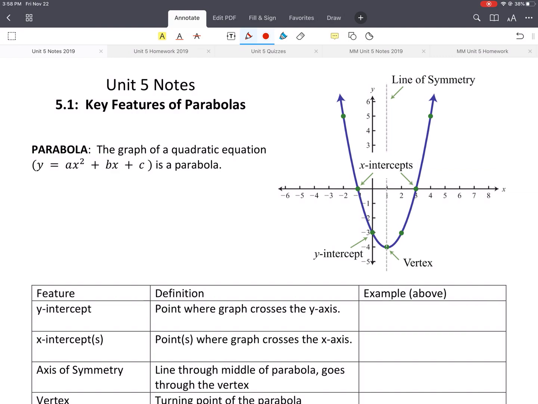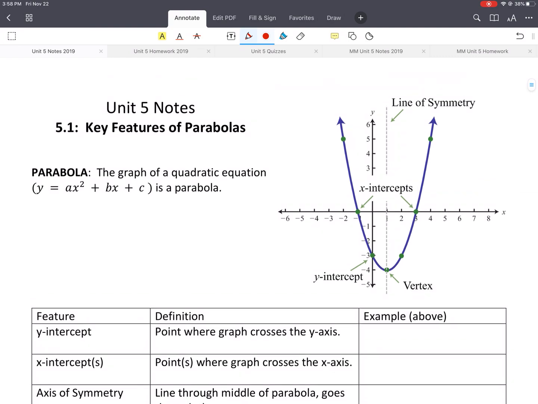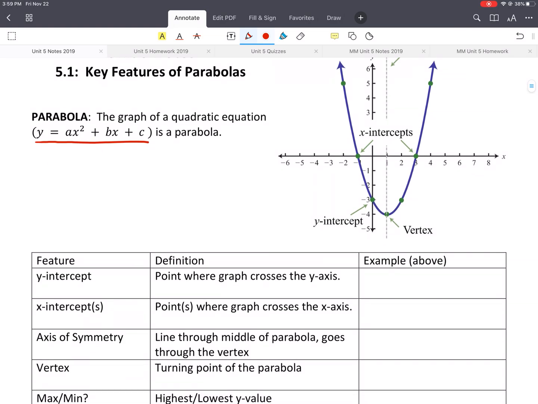All right, so here's an example, a graph of a parabola. It's from a quadratic, so quadratics are always written something like this: y equals ax squared plus bx plus c. That is the standard form of a quadratic. And like I said, it has lots of key features, all right?